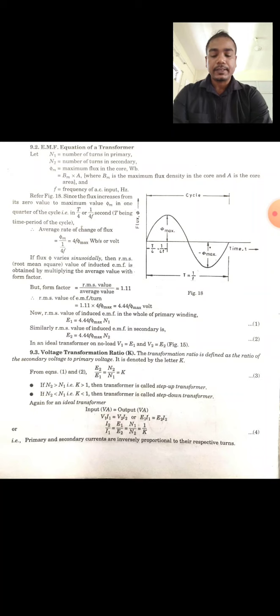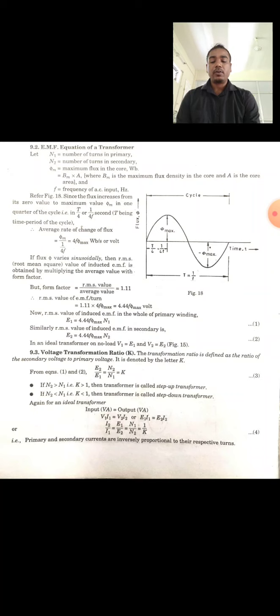If flux phi varies sinusoidally, then the RMS (root mean square) value of induced EMF is obtained by multiplying the average value with the form factor. Form factor equals 1.11. The formula is form factor is equal to RMS value by average value. Now for getting the RMS value, we multiply 1.11 with the average rate of change of flux. We will get 4.44 F phi max volt.